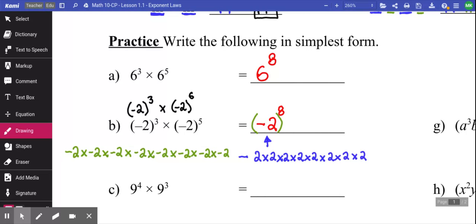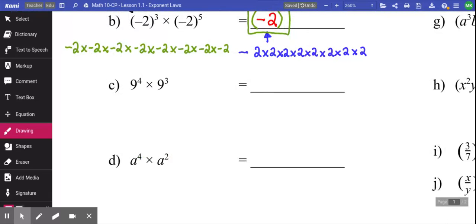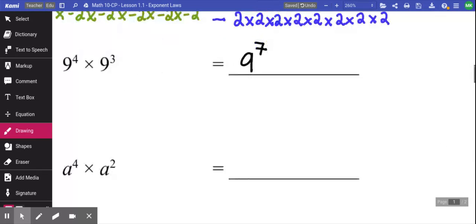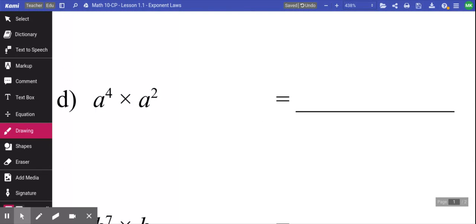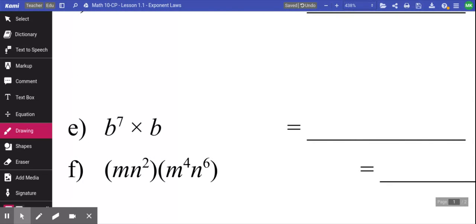Okay, so your proper answer for that one would be bracket negative 2 bracket to the power of 8. You have to have brackets around that negative. For C, that's a pretty straightforward one. So that would be 9 to the power of 7. 4 plus 3, 7. The next one, a to the power of 4 times a to the power of 2. 4 plus 2 is 6. A to the power of 6. Next one, that is b to the power of 7 times b to the power of 1. So it'd be 7 plus 1, b to the power of 8.